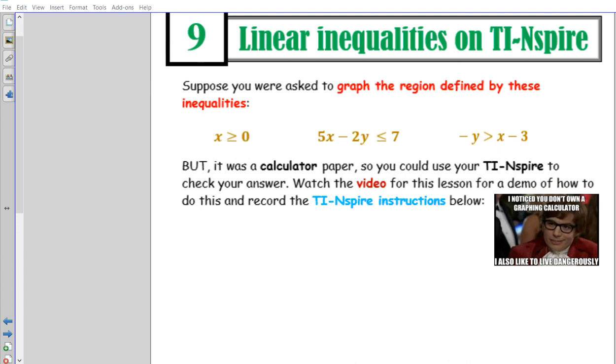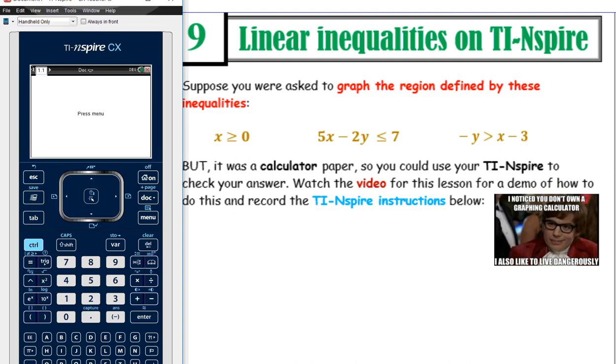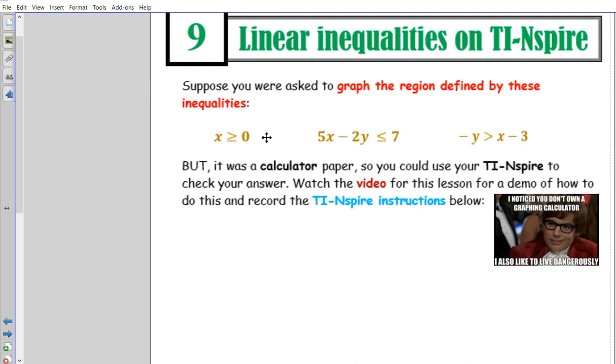So x is greater than or equal to 0. By the way, if you don't have it ready, get your TI Nspire out now. Okay, so x is greater than or equal to 0. So basically the line x equals 0, but the region required would be x is greater than or equal to 0. 5x minus 2y is less than or equal to 7. And the other inequality, negative y, is greater than x minus 3.